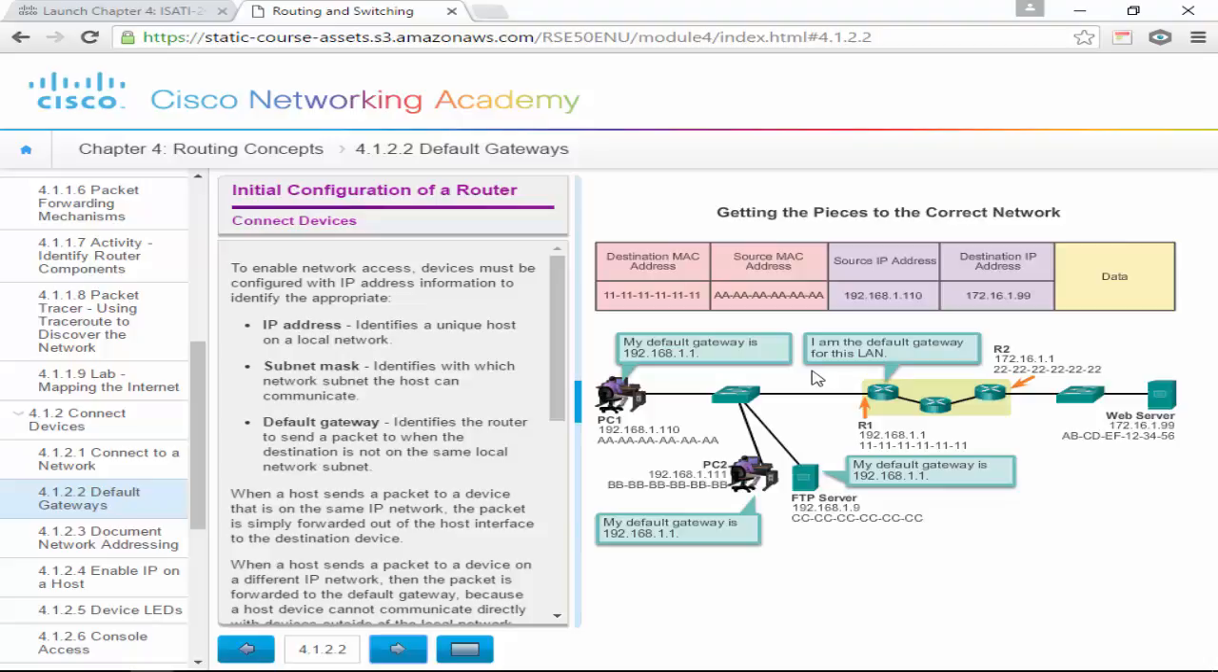Alright, so what the default gateway says is, if you're not in my network, I send it to my default gateway. The way out, the exit of the room, if the room is a network. So that's what a default gateway is.